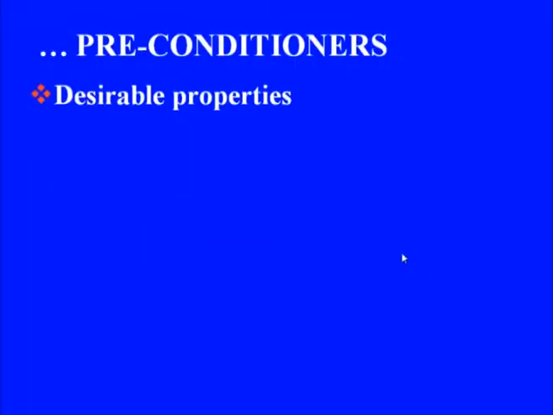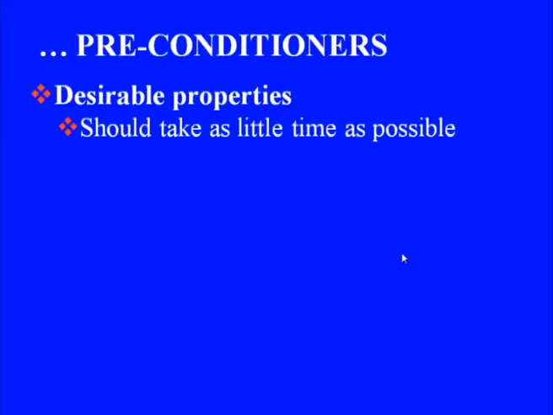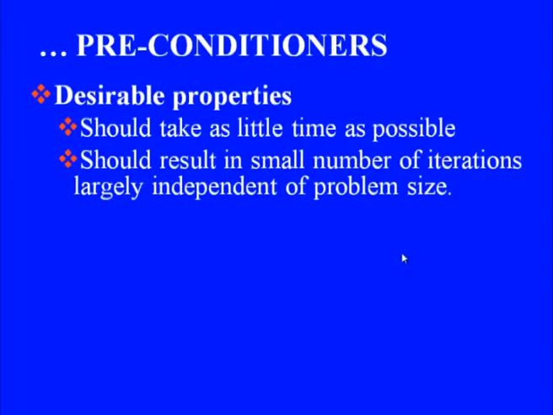Now there are some desirable properties, desirable in the sense that they may not hold good for all choices. A preconditioner should take as little time as possible, that is what we would desire, and the second is it should result in a small number of iterations, and the number of iterations should be independent of the problem size. Now both of these are conflicting requirements. If we have a preconditioner which takes very little time, for instance if we use Jacobi's method or Gauss-Seidel method as a preconditioner, those methods are very fast, but the number of iterations required would be much larger with Jacobi as our preconditioner.